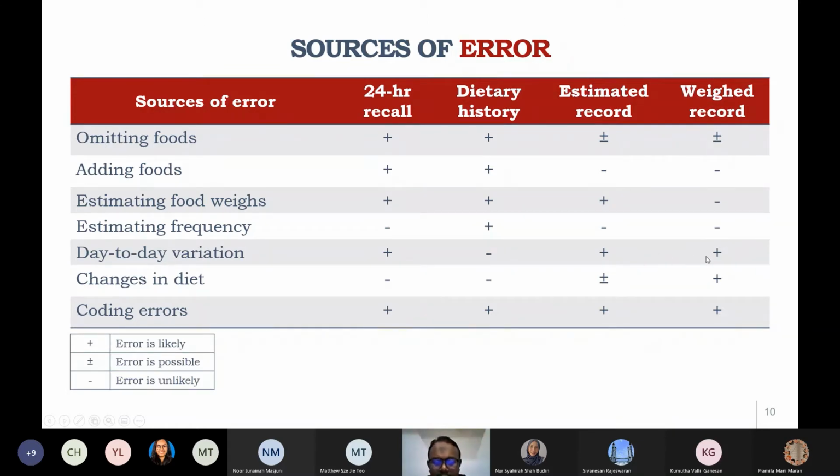There is day-to-day variation similar to 24-hour diet recall for both methods. Changes in diet might happen for estimated record and also for weighed food record because they might not want to select certain foods that are hard to weigh on that day. And there are coding errors for all types of dietary assessment method.